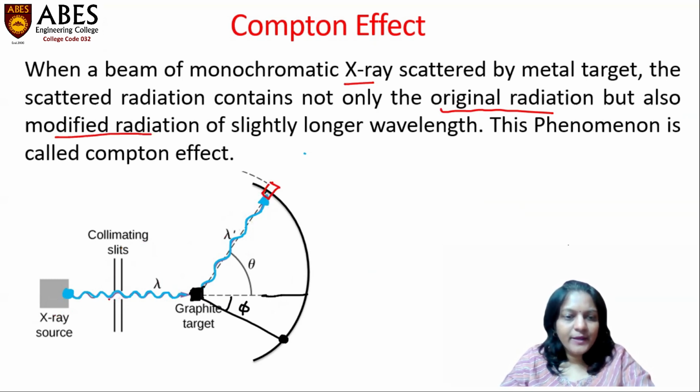X-rays are produced by the X-ray source and pass through the collimating slit, and a fine beam of X-ray is obtained. This fine beam of X-ray is incident on the target. This X-ray beam has a wavelength lambda. After scattering, it has a wavelength lambda dash. So this is called modified radiation of a slightly longer wavelength. Lambda dash wavelength is longer than lambda.